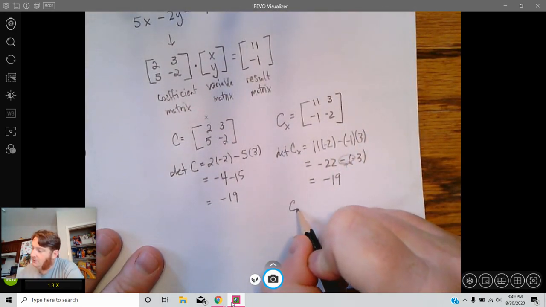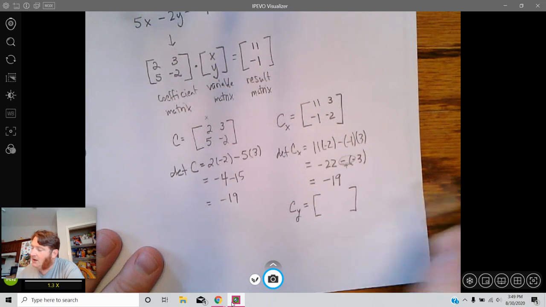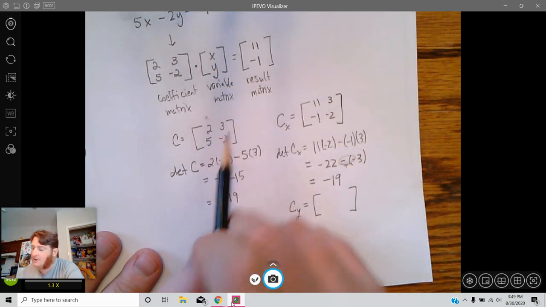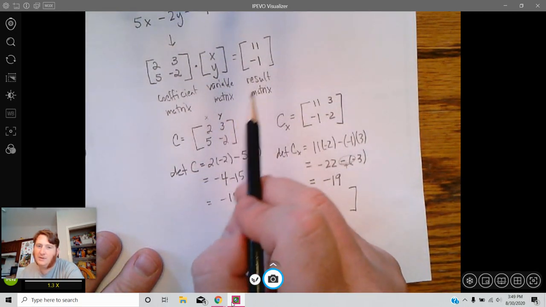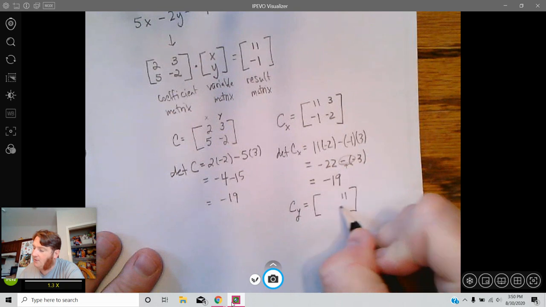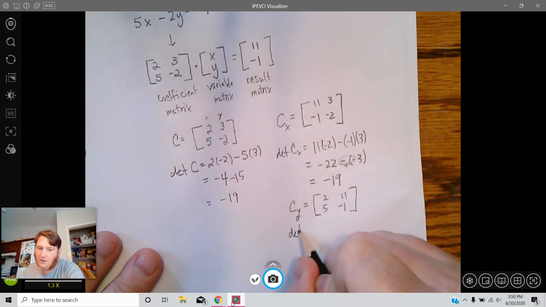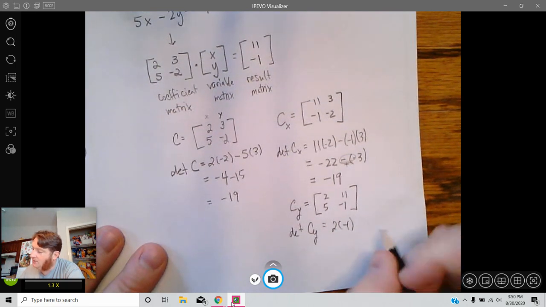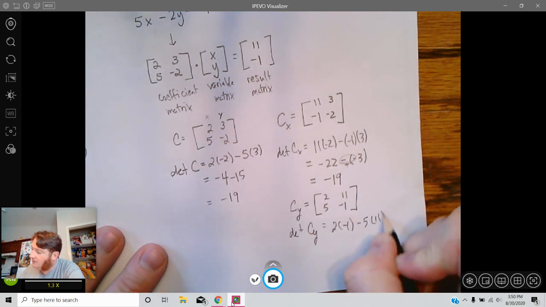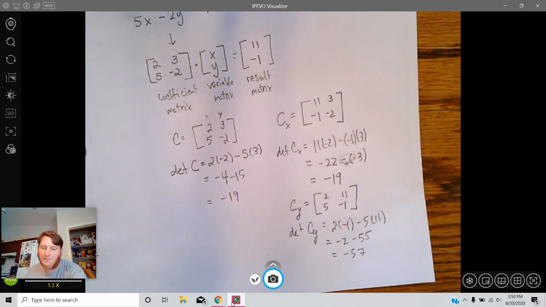Likewise, I'm going to define a new matrix C subscript Y, and for C subscript Y, I'm going to leave these X column coefficients alone, but I'm going to change the Y column coefficients to the results 11, -1. The 2 and the 5 stay the same. I'll find the determinant of C subscript Y, and it would be 2 times -1 minus 5 times 11, which would be -2 minus 55, which would be -57. So we got a very different number that time.